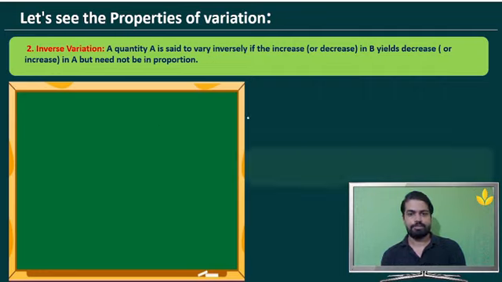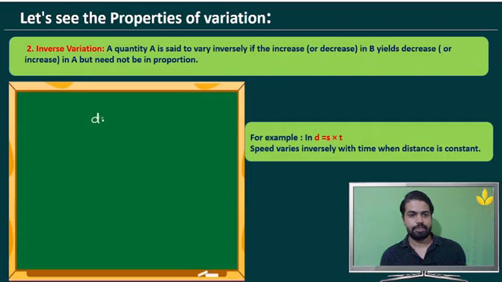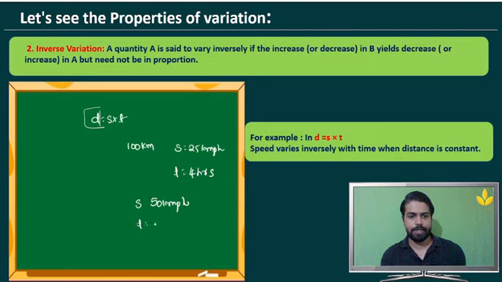For example, I can take the same formula, distance is equal to speed into time, and this time I am going to keep the distance constant. For example, I have to travel 100 km. Initially the speed is 25 km per hour, so I will cover it in 4 hours. Now if I increase the speed to 50 km per hour, speed is doubled, so time taken is going to be reduced to half, to 2 hours. So you can see the speed increased, time decreased. Such a variation is called inverse variation.